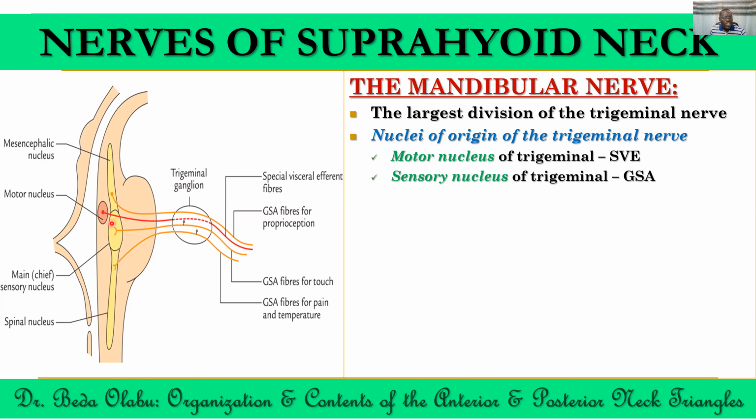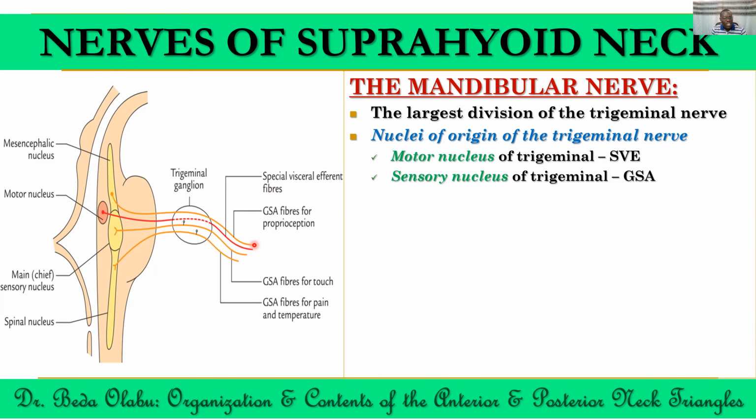The mesencephalic nucleus of trigeminal is the nucleus of trigeminal within the midbrain. The unique thing about this nucleus is that it's the one that receives fibers responsible for proprioception.